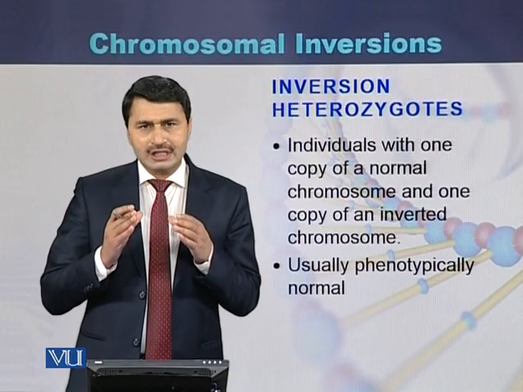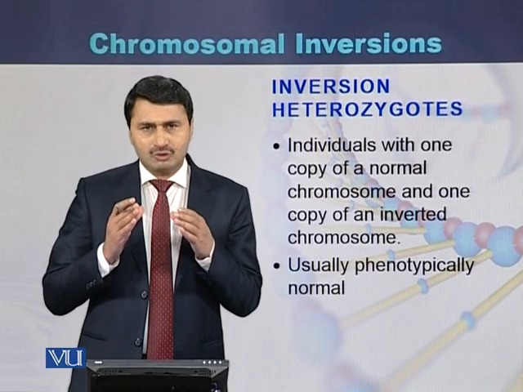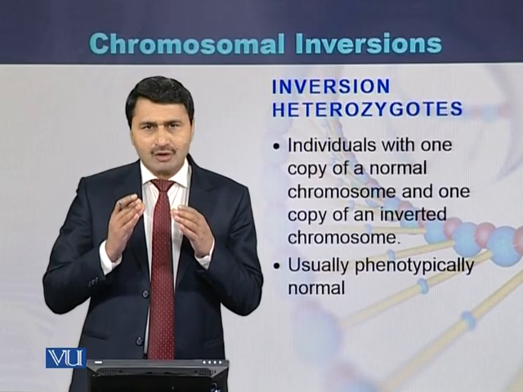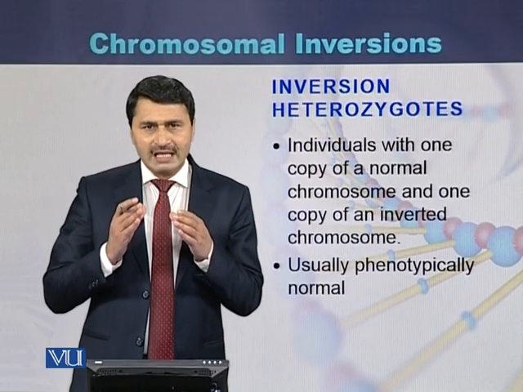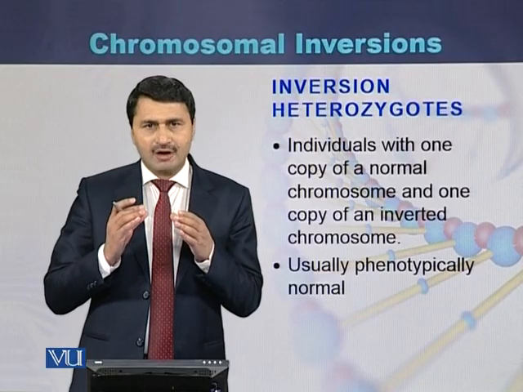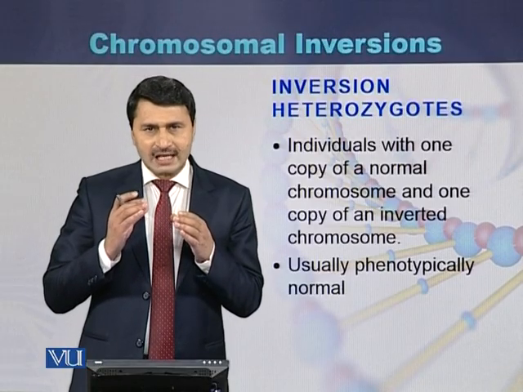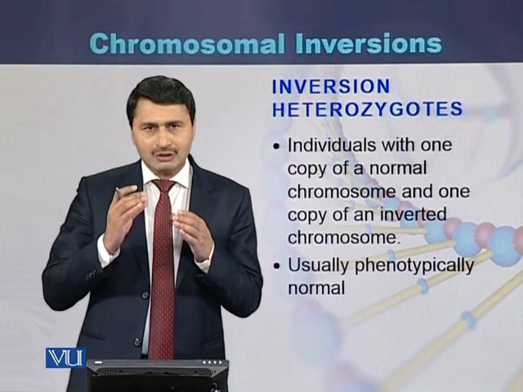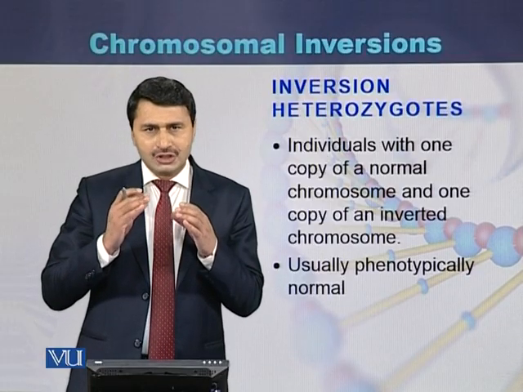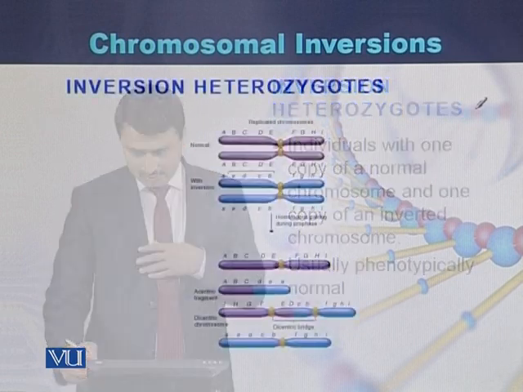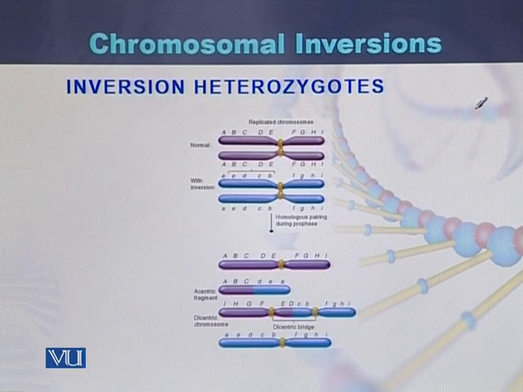Heterozygote individuals in the case of inversions are those individuals that contain two chromosomes. In one of the chromosomes, they have an inverted segment of the DNA, while the second chromosome has the normal sequence of the DNA or the normal positions of the genes. With this diagram, we can understand what inversion heterozygotes are.